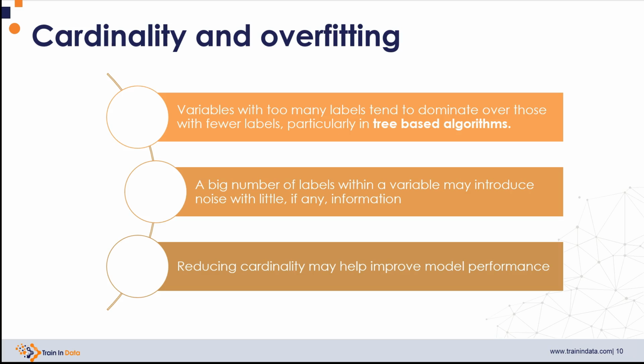Variables with too many labels tend to dominate over those with fewer labels, particularly in tree-based algorithms. Also, a big number of labels within a variable may introduce noise with little if any information. Therefore, reducing the cardinality may help improve model performance.